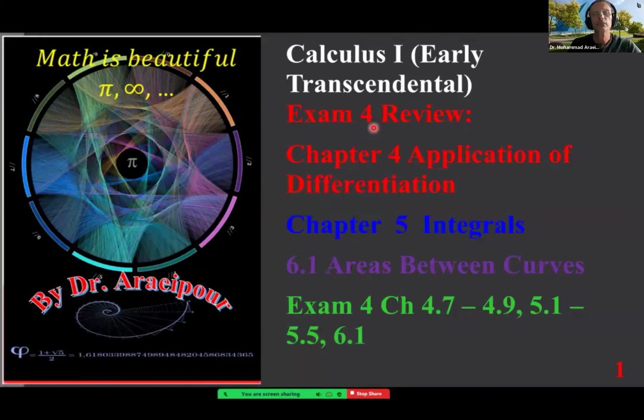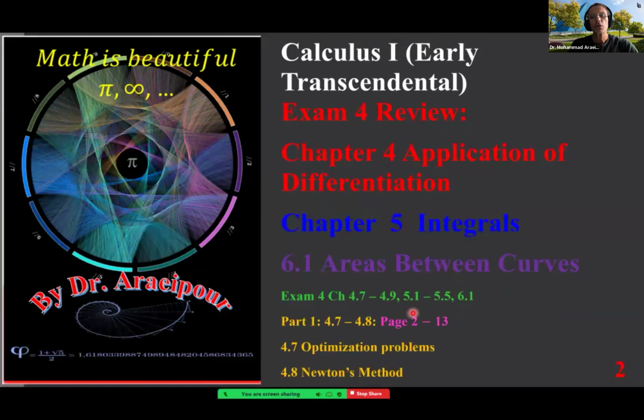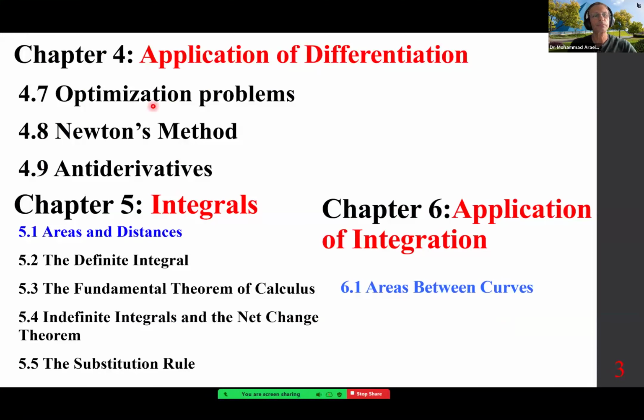Good morning, class. We are looking at the exam 4 review, covering chapter 4, applications of differentiation, chapter 5, integrals, and 6.1, area between curves. So exam 4 covers sections 4.7 to 4.9, 5.1, 5.5, and 6.1. Here's the first part we're going to cover: 4.7 to 4.8, section 4.7, optimization problems, and 4.8, Newton's method. So let's get started with the sections.